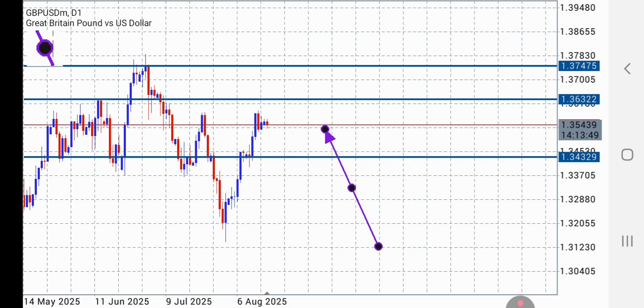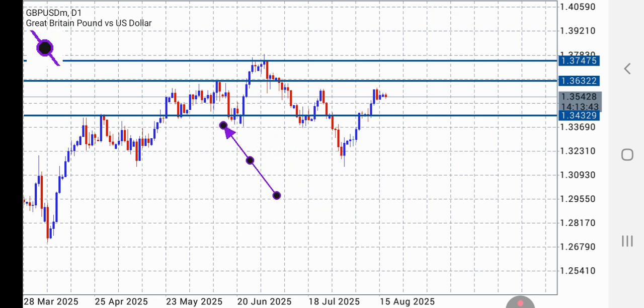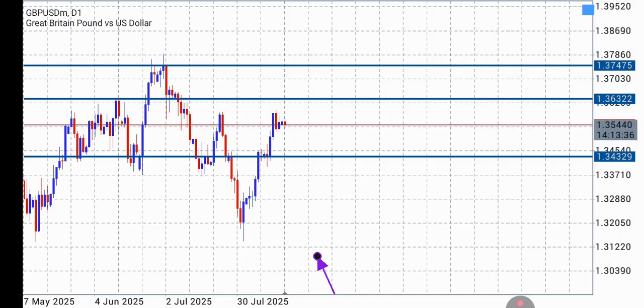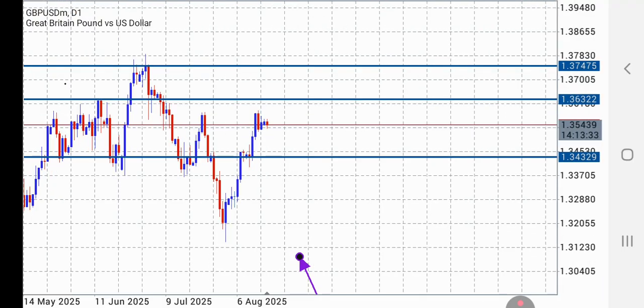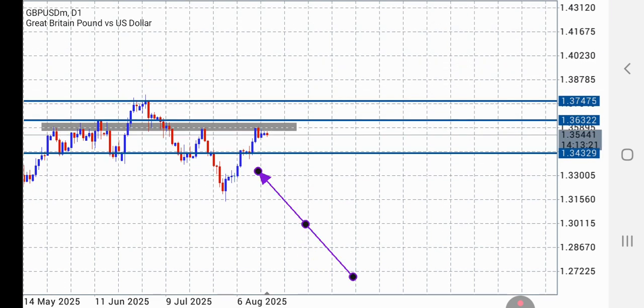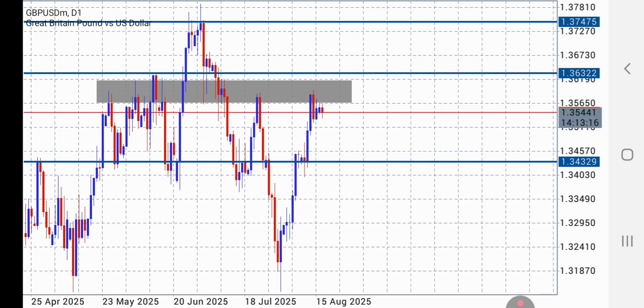Hence y'all can see we created that lower low, lower high, lower low, lower high. So what do you expect? And again, we're seeing that we have created that pattern of a head and shoulders. You all can see the shoulder, head, and the shoulder right here. So what I see is that we've created some kind of resistance which acts as support at the same time. That's what I see.